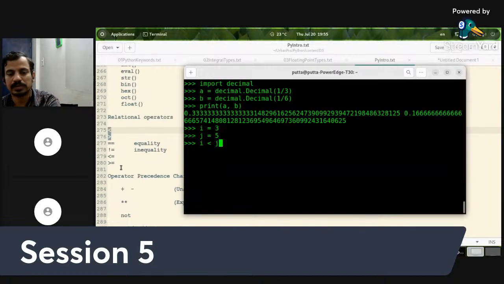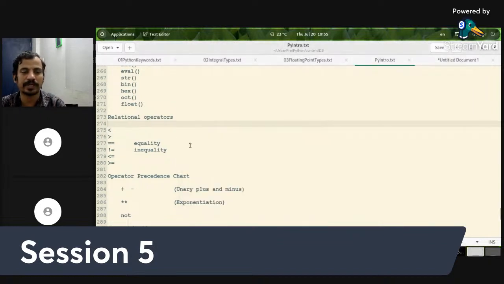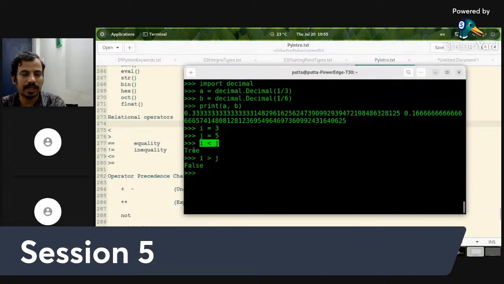True. You can see the result for yourself. i greater than j is false. That's why they are called relational operators: they establish a relationship between i and j. The result of i less than j will always be a Boolean value. When you apply a relational operator, the result will always be true or false.